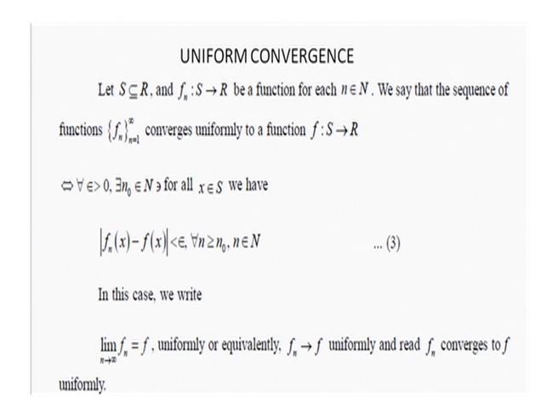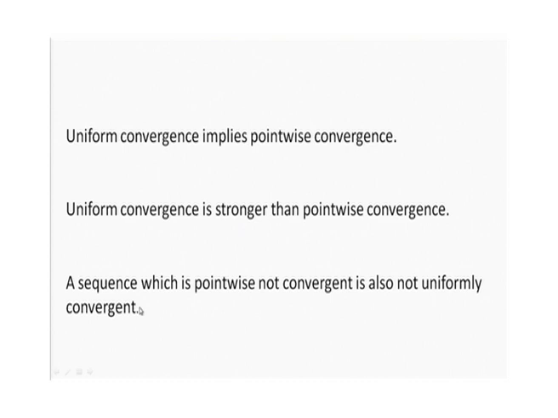In fact, uniform convergence is stronger than pointwise convergence, which means uniform convergence implies pointwise convergence. If you take its contrapositive, we get not pointwise convergent implies not uniformly convergent. So if you have a sequence of functions which are not pointwise convergent, then that sequence is not uniformly convergent.